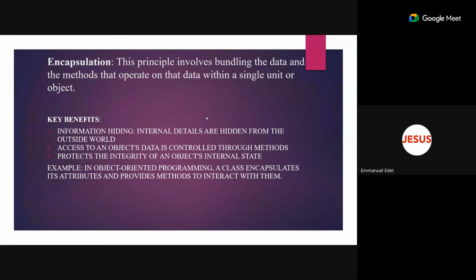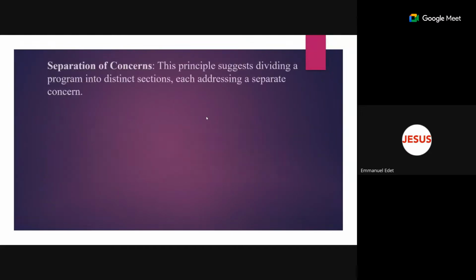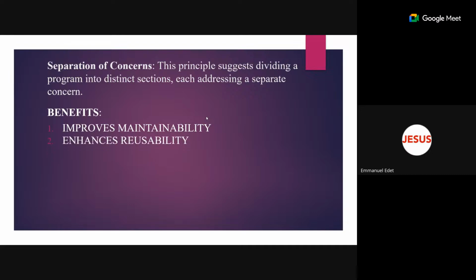Now moving on to the next one, we have separation of concerns. This principle suggests dividing a program into distinct sections, each addressing a separate concern. It is very, very important. Now, one of the benefits is improved maintainability when you separate your code into different concerns.